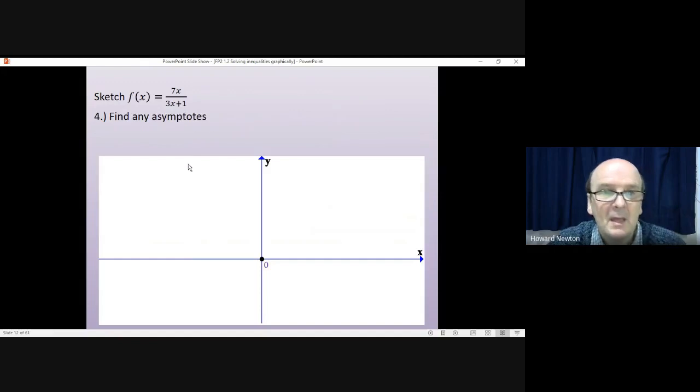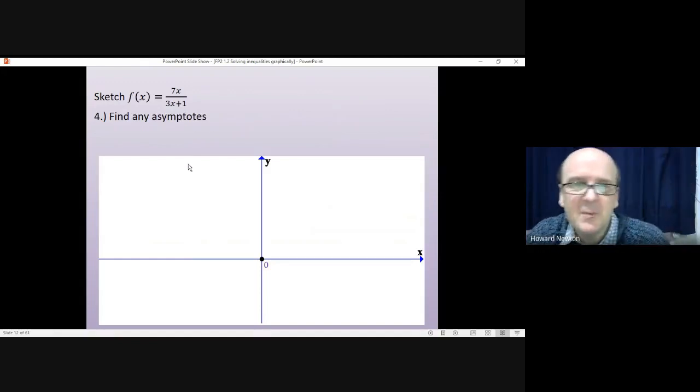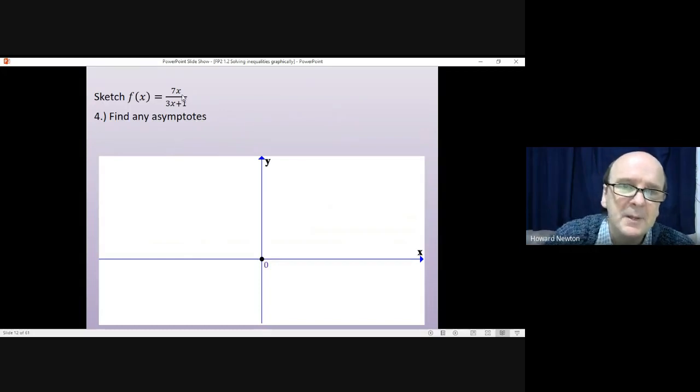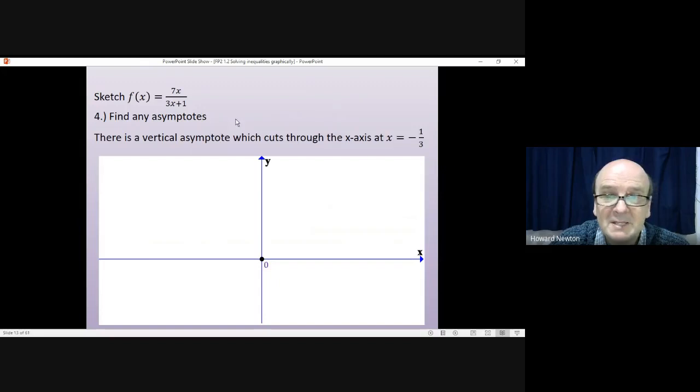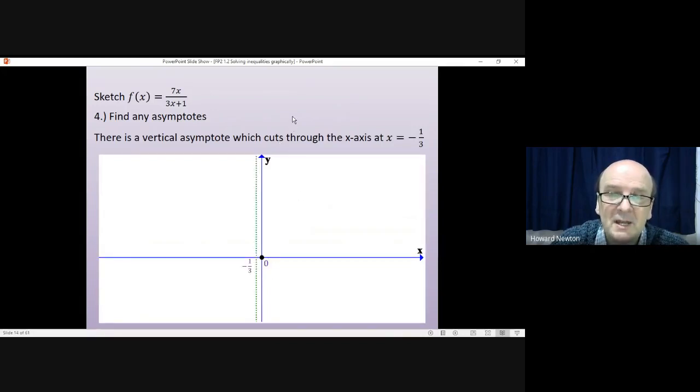Then go looking for asymptotes, vertical asymptotes anyway. And vertical asymptotes will happen where the bottom of the fraction, the denominator, is equal to 0. So if 3x plus 1 is equal to 0, well, that will happen on one occasion, when x equals minus a third. So there will be a vertical asymptote which cuts through the x-axis at x equals minus a third, and we'll sketch that now. So the green dotted line there is a line that the curve can never touch, it can never cross. It can approach it, but it can't touch or cross it. Horizontal asymptotes are important as well, but we'll find those later on.